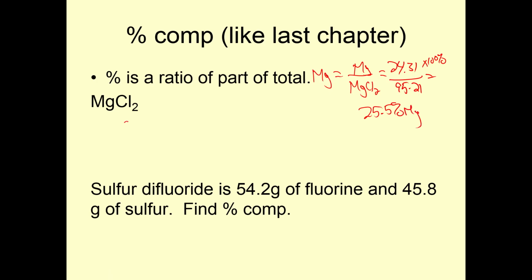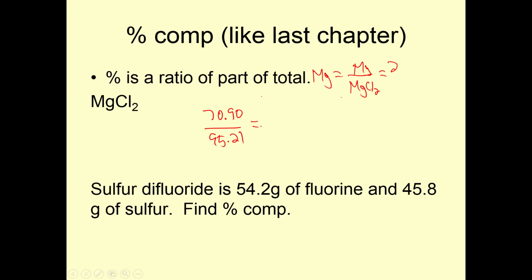And then the chlorine is going to be Cl2 over MgCl2. So that means 2 chlorines are 70.90, over the total, which is 95.21. I think maybe I should try and use the force to figure out where these numbers went. Concentrate. Hopefully you can see it and rewind it and it'll show up.